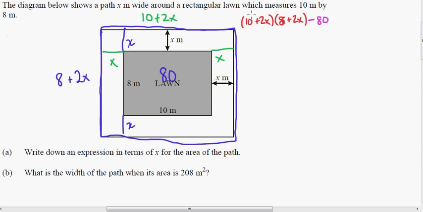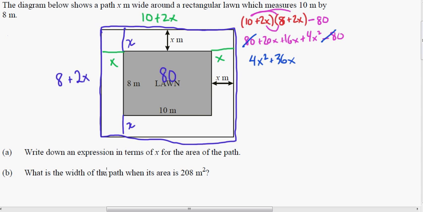So what we'll do first is expand these brackets, or FOIL. 8 times 10 is 80, and then 10 times 2x is 20x, and then 2x times 8 is 16x, and then 2x times 2x is 4x squared, and then again it's minus 80. The beauty of this is that the 80s will cancel out. So if we rewrite this, we get 4x squared plus 36x. All right, so that's part A.